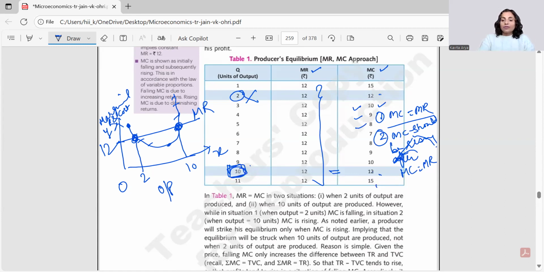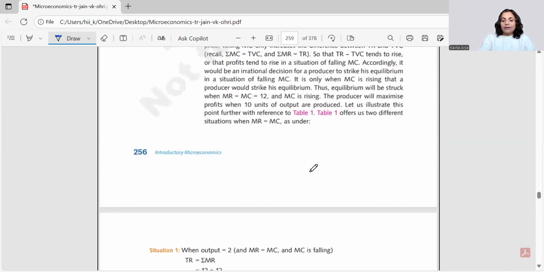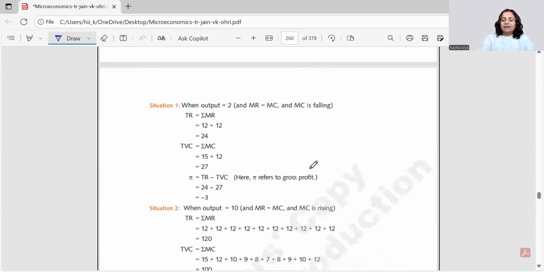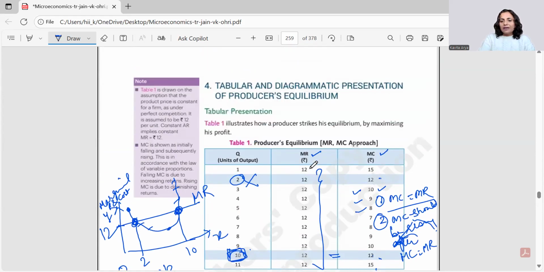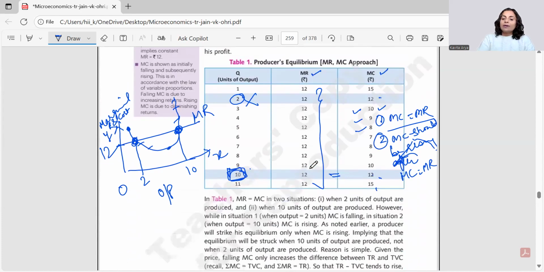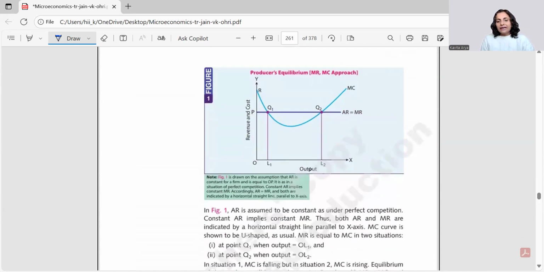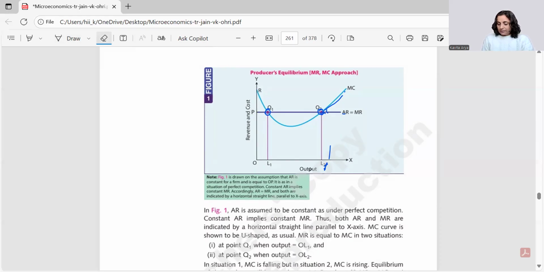Now, when you explain this, it is mathematically explained what happens when MC is not equal to MR, but we are not required to go into that detail. We simply have to go this way. So this is the diagram. MC is a U-shaped curve. MR is a line parallel to the x-axis. There are two levels of output where MC is equal to MR, but MC is rising afterwards only after this L2 level. So this is our explanation.